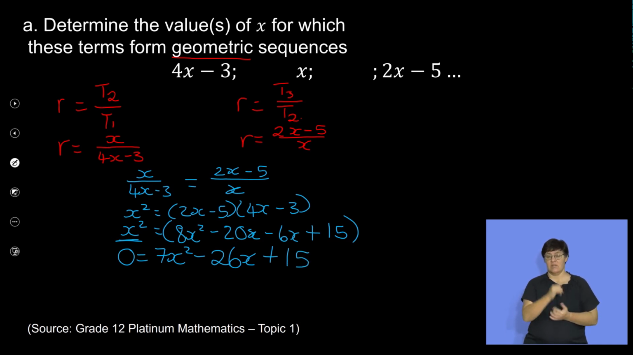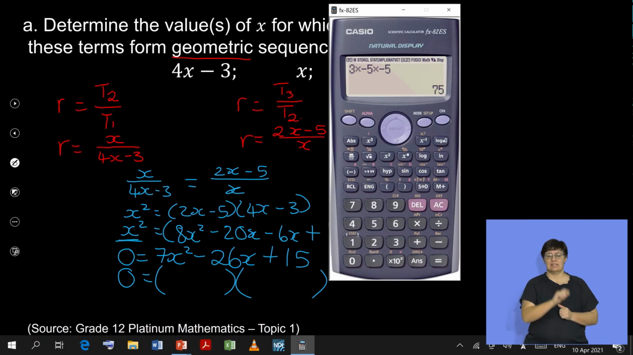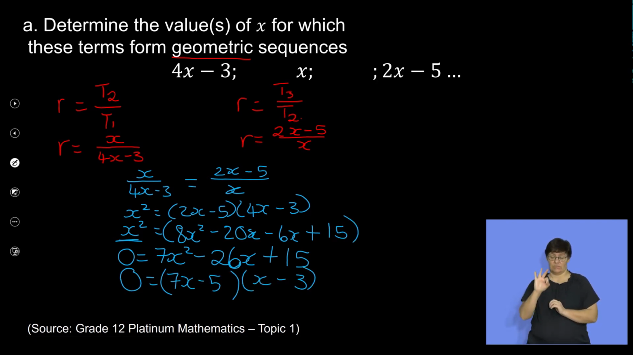Great, so now we are going to actually factorize to see what the values of x are going to be. What I need to do is I need to know what 7 times 15 is, and I need to use those factors to create negative 26. So let's see what happens when I divide. Oh, let's have a look. So that means that x will be equal to 5 over 7, or x will be equal to 3.